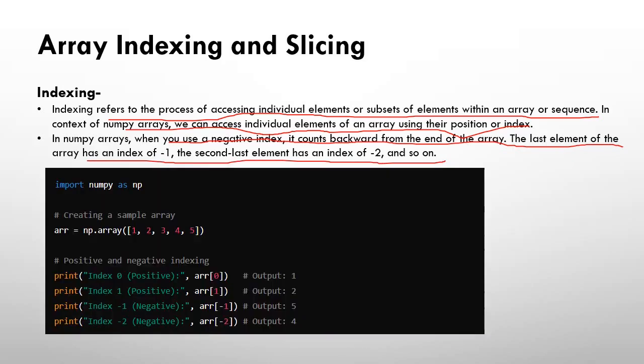So here is an example of positive and negative indexing. arr[0] will give us the output 1, which is the first element, whereas arr[1] will give us output 2. For negative indexing, we have first given an example of arr[-1], which will give us the last element of the array, and index -2 will give us the second last element, which is 4 in this case.